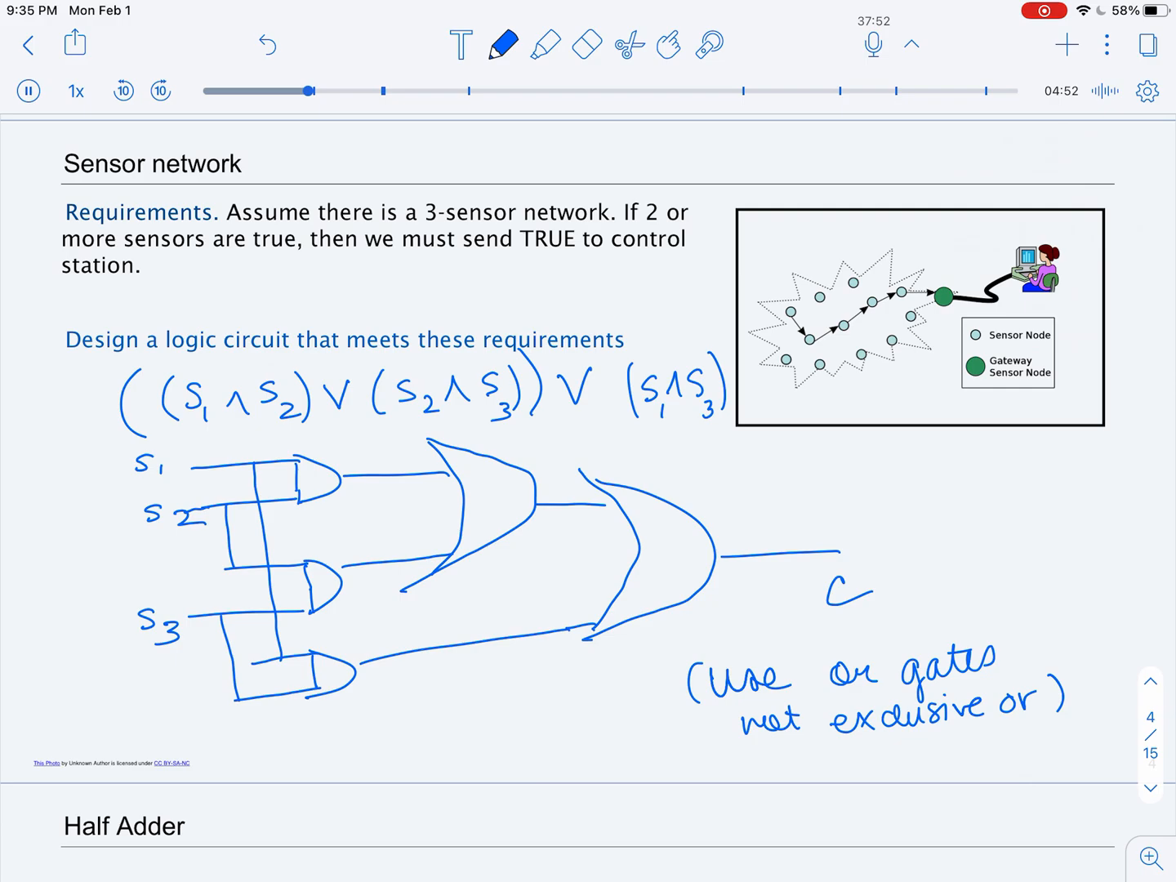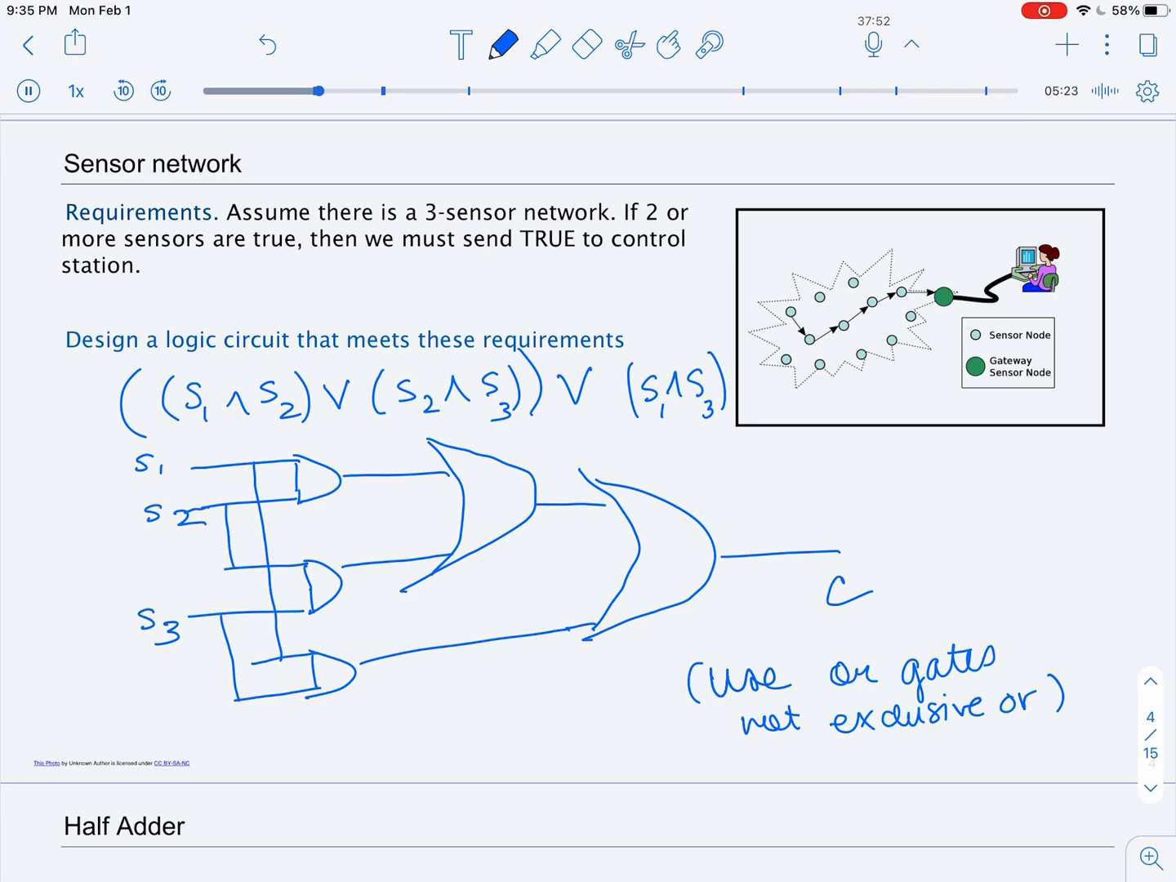So as we can see, if at least 2 of those sensors are true, then the entire circuit will return true. You can also verify that if at most one of the sensors is true, this circuit would return false.